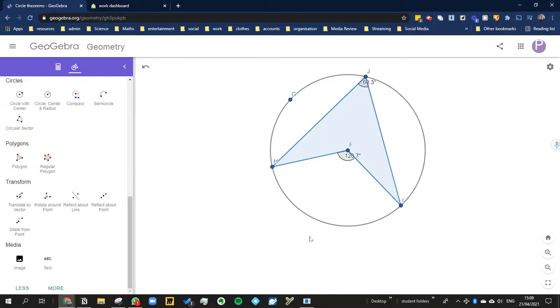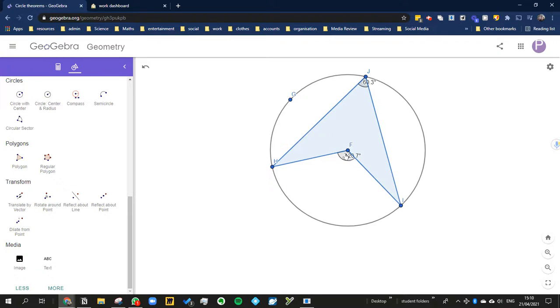Okay, so now we're looking at another circle theorem proof, again using GeoGebra, which I think is just an amazing resource for teaching maths, and I'll be using it more and more. I won't go on about GeoGebra, but it's very, very good.